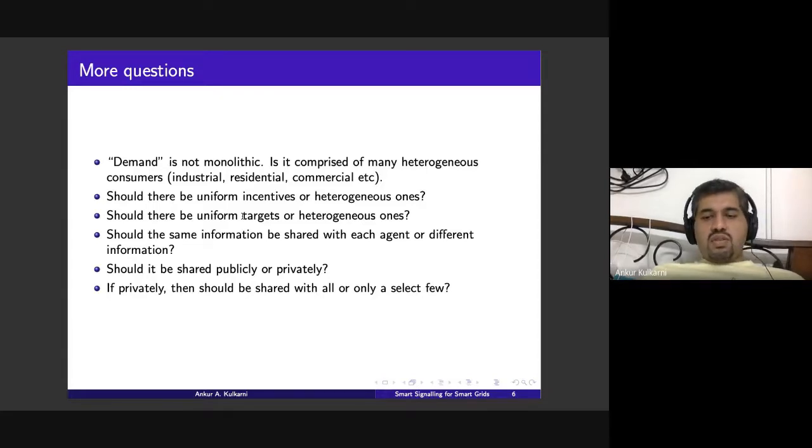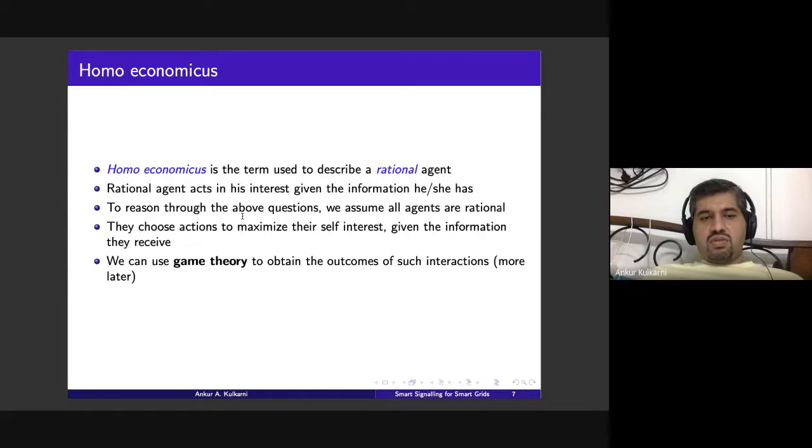The way to think about these frameworks is in the framework of economics. There is a term that is used in economics, which is referred to as Homo economicus. Homo sapiens are all of us, but Homo economicus are humans idealized in a certain way, or modeled as economic agents. It's a term used to describe a rational agent. A rational agent is one who acts in his or her interest, given the information that he or she has.